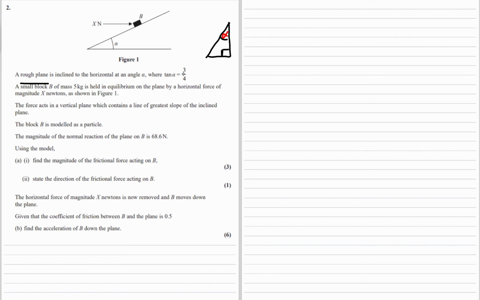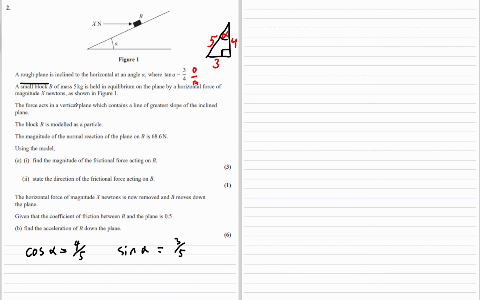TOA, tan alpha is opposite over adjacent. So the opposite is 3, the adjacent's 4, and it's a 3-4-5 triangle. So using a Pythagoras triple, the hypotenuse is 5. So we can make a note: cos alpha is adjacent over hypotenuse, which is 4/5, and sine alpha, opposite over hypotenuse, is 3/5.